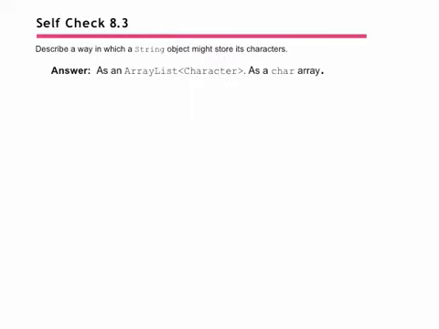Describe a way in which a string object might store its characters. As an ArrayList or as a char array. We saw in chapter 6 that ArrayList was a way of storing data, and if we store a character as each element in the ArrayList, that might be a string. Also, as an array of char, that might be another way to store a string.